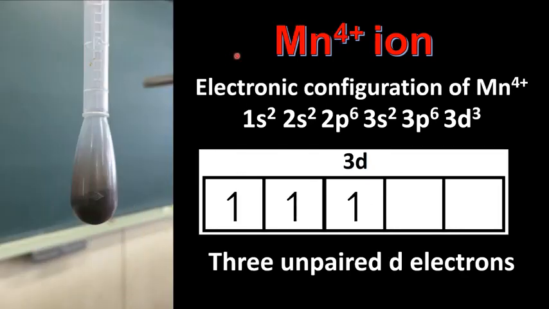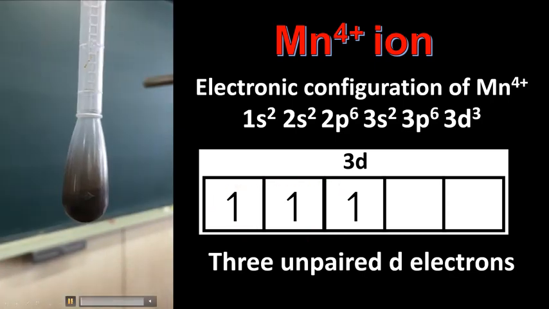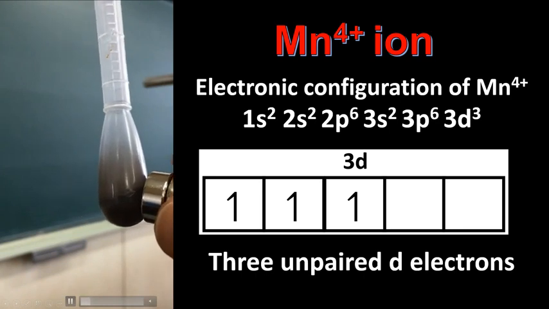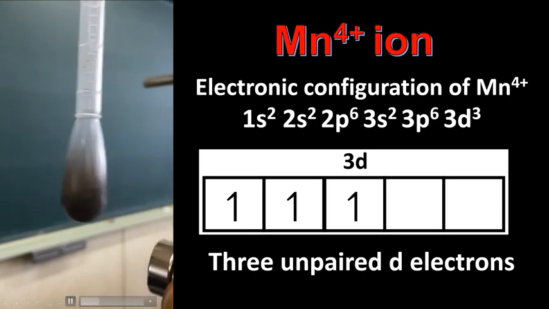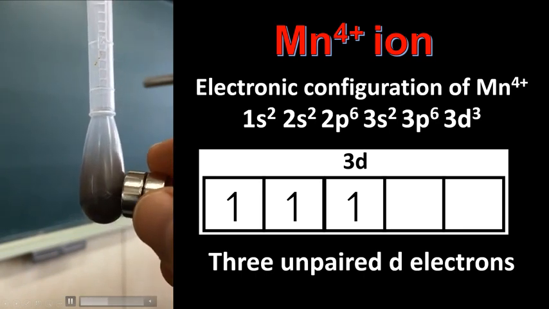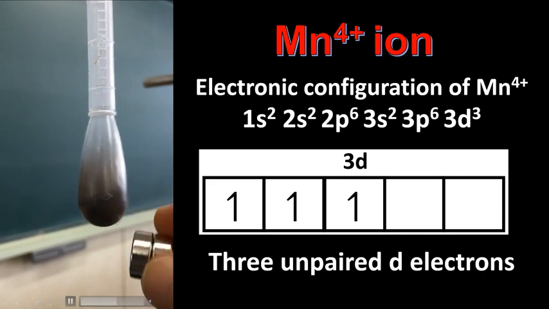Next, we look at the Mn4+ ion. Here we have the electronic configuration of the Mn4+ ion, and as you can see, it has three unpaired d electrons. And once again, if we introduce an external magnetic field, you can see there is a strong attraction between the magnet and the sample of manganese dioxide.